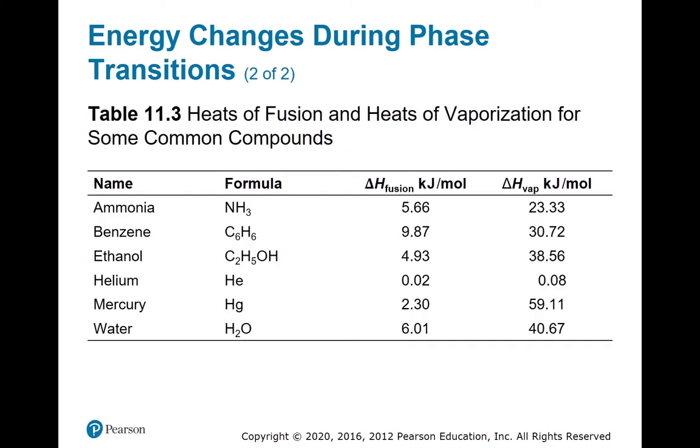Here's a list of enthalpies of fusion and vaporization for some common compounds. These are all empirical values, so they'd be provided for you as needed. As you'd expect from the explanation on the previous slide, you should be able to notice a correlation between larger intermolecular forces and larger enthalpies of fusion and vaporization. This is also why strength of intermolecular forces correlates with increasing boiling point.